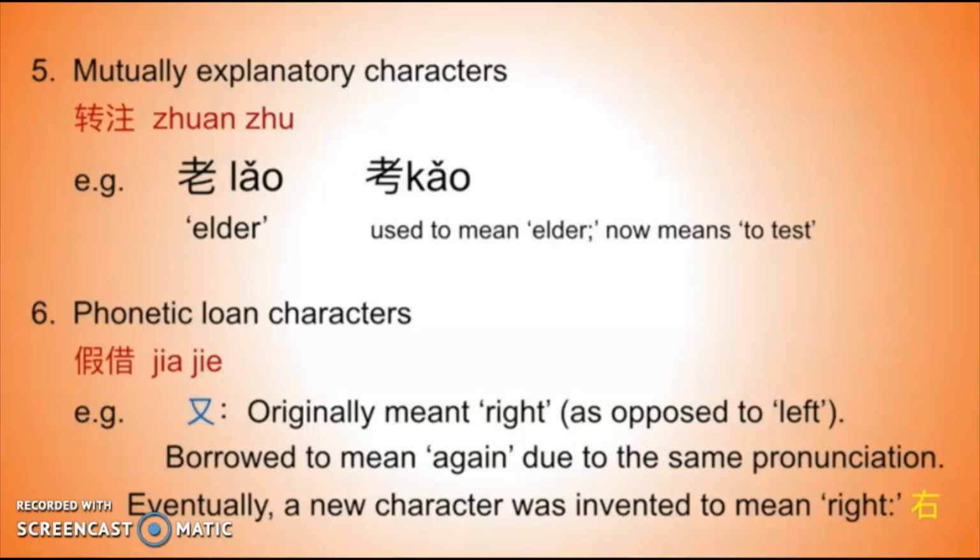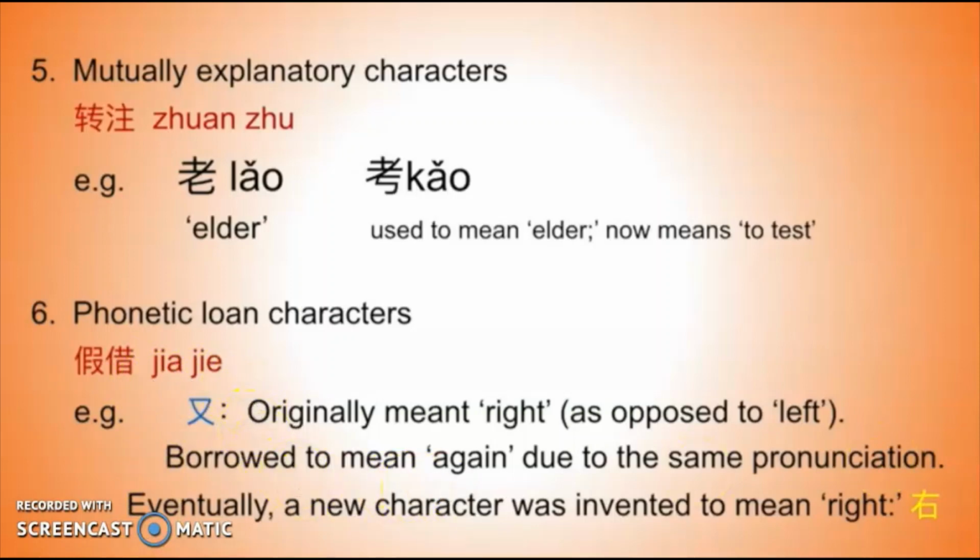So Lao and cow have the same meaning, which is old, but they twist some part of the character. As you could see, they add some stroke just to give depiction or differentiation. For Lao, meaning elder, cow, instead of elder, now it means to test. So the character itself has a different meaning.